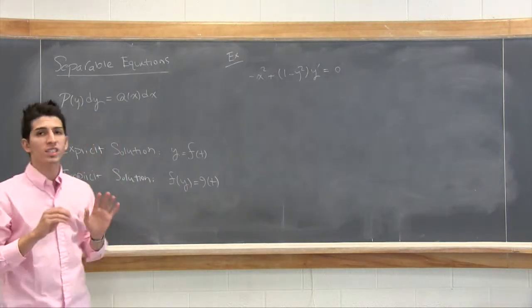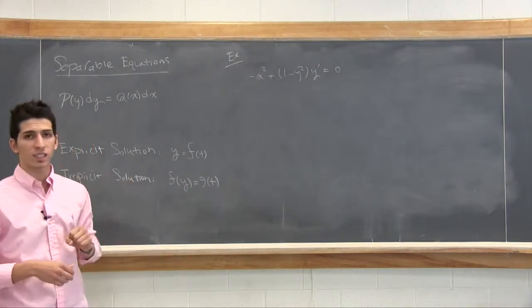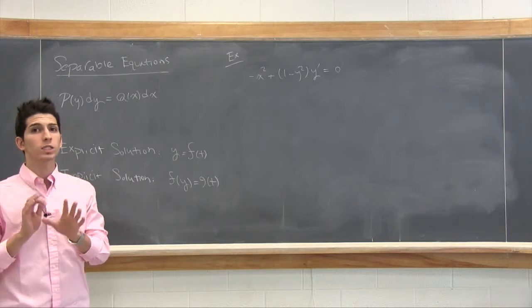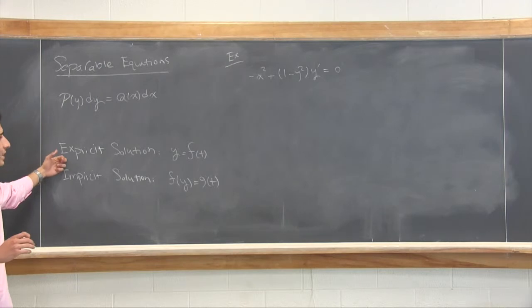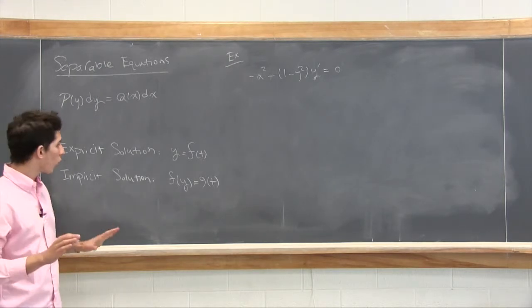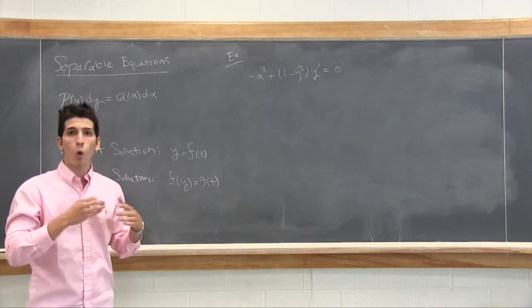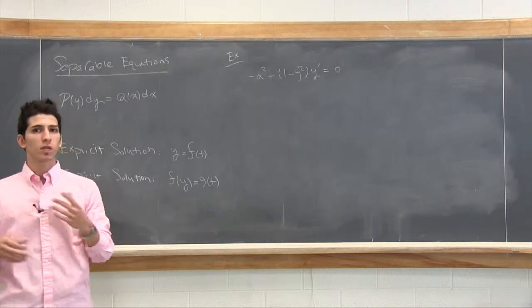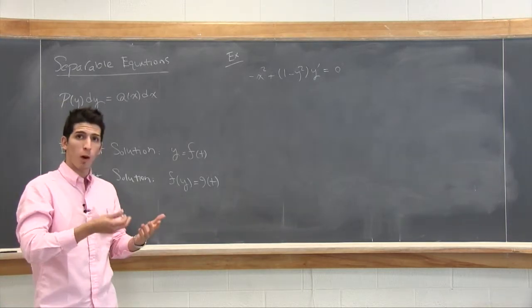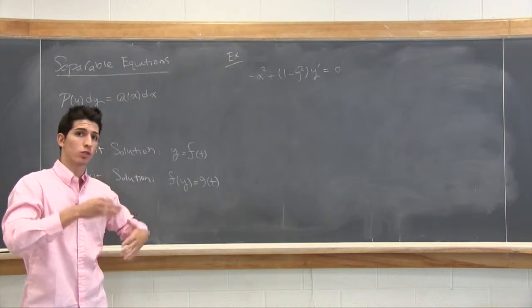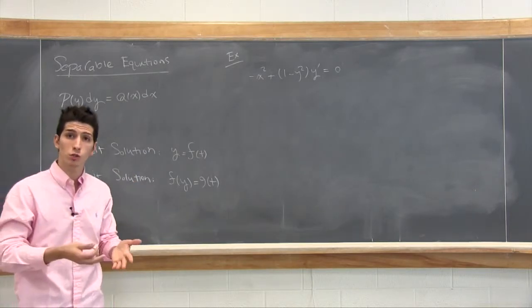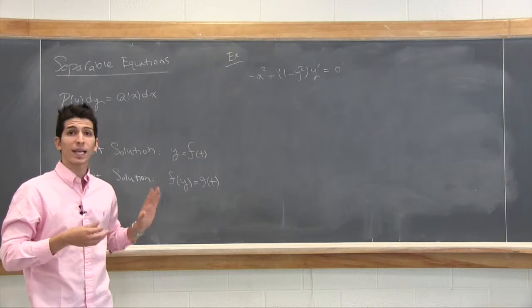Now, they're pretty easy to solve, as you'll see in a second, but the downside is sometimes you can't get what's called an explicit solution. What all that means is you're not going to get y equals something. Sometimes you're going to get some function of y, like y to the third plus sine of y, equal to some function of x. It's still a solution, but it's not an explicit solution.